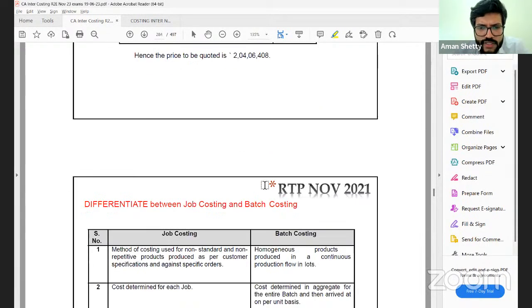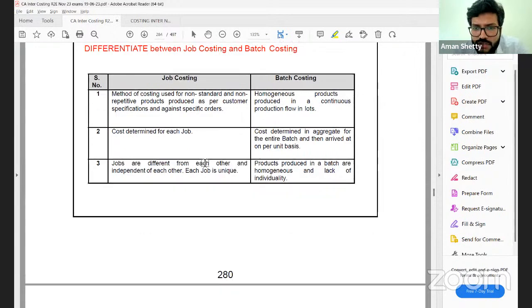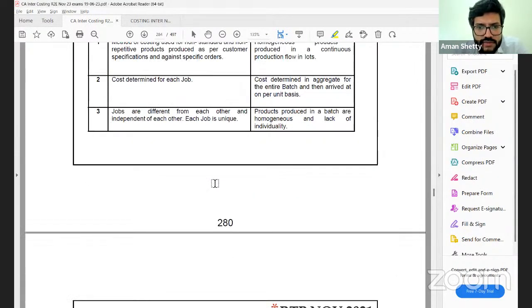Okay, again, this is job costing related. Difference between job costing and batch costing. I told you none of the theory which is there in R2E you can miss. Okay, all the theory questions you should know.